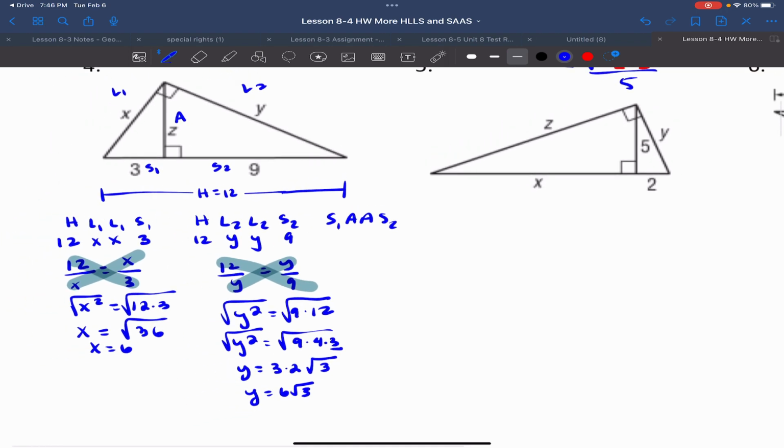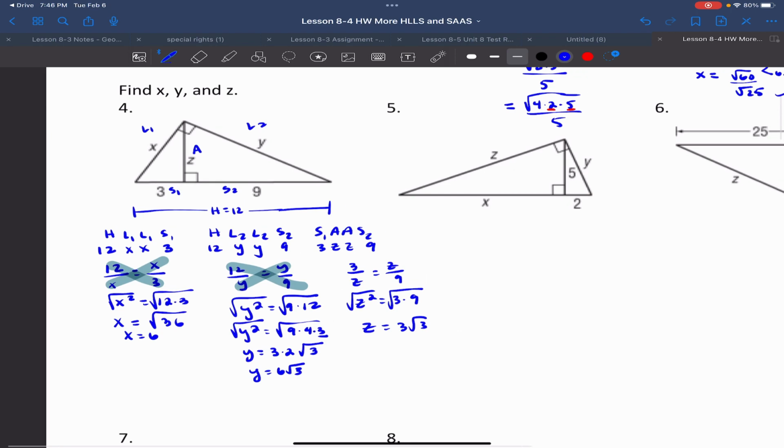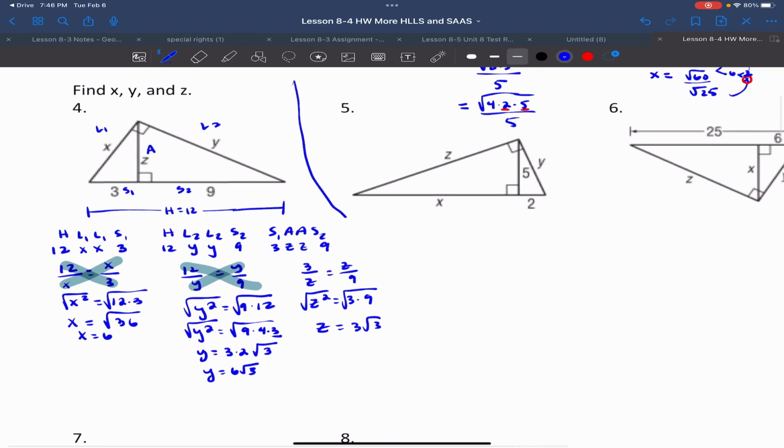Segment 1, altitude, segment 2. Segment 1 is 3. The altitude is z. And then segment 2 is 9. So 3 over z equals z over 9. So z squared equals 3 times 9. Take the square root. So that looks like z equals 3 root 3 to me. Yep. So z is equal to 3 root 3. So that wasn't that bad.